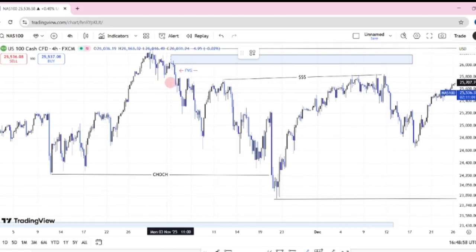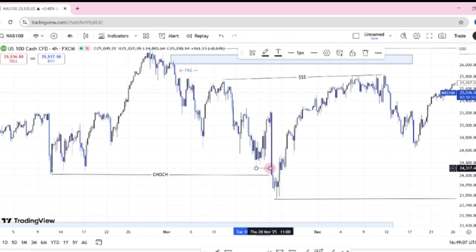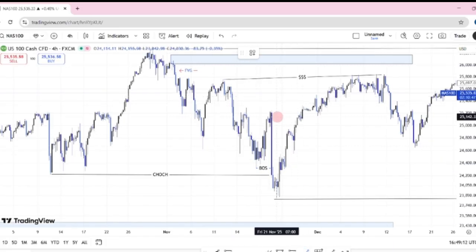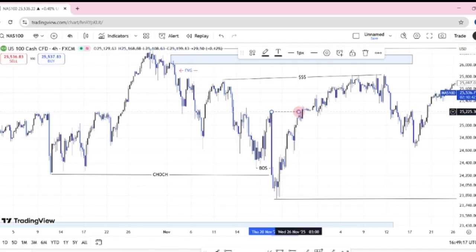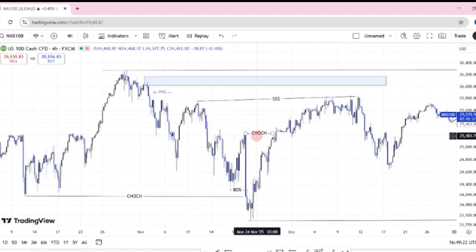So at this level, we have all of this pushed to the downside, and at this point, this was where we had the last break of structure to the downside. So we'll label this. All right, so moving forward, we have here a valid change of character. This is a change of character on the 4 hours to the upside, and after having this change of character, price gave us this level.